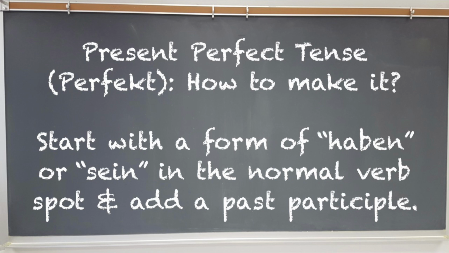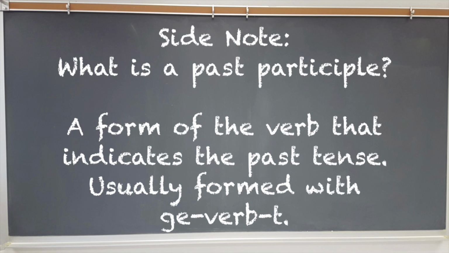In order to make the Perfekt, you need to start with either a form of haben or sein, which goes at the verb spot, like where you would normally put a verb in the present tense. The main verb then goes to the end of the sentence as a past participle. These usually look like the original verb with a GE in the front and a T instead of an EN at the end of the verb. There are a bunch of verbs that take an EN instead of a T at the end, and there's also a bunch of verbs that are irregular, which means that their stems don't look like the infinitive.